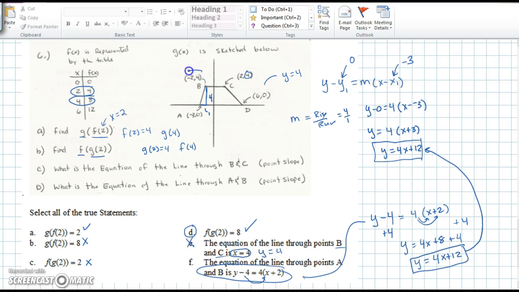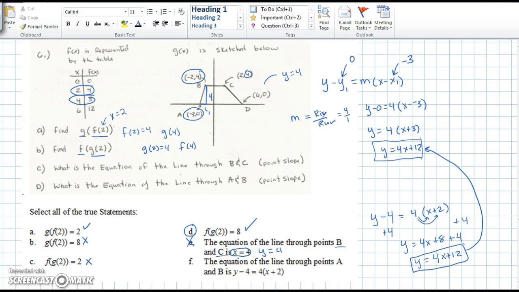If I had, in fact, chosen negative 2, 4 instead of negative 3, 0, I would have come out originally with this equation. But since I chose this point, I needed to put it in y equals mx plus b to make sure that they were both the same line. So this was a true statement. So the true statements were A, D, and F.